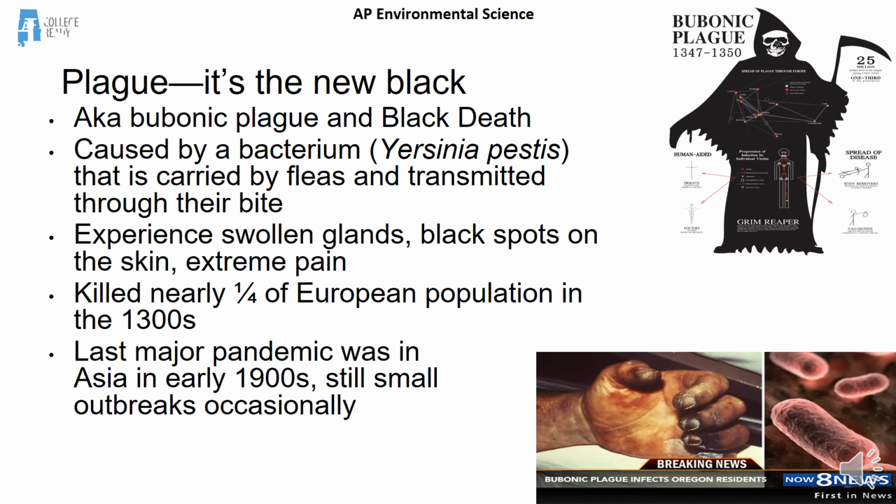A plague, also known as bubonic plague or the Black Death, is caused by a bacterium, Yersinia pestis, that is carried by fleas and transmitted by their bite. Victims experience swollen glands, black spots on the skin, and extreme pain. Plague killed nearly a quarter of the European population in the 1300s. The last major pandemic was in Asia in the 1990s, and small outbreaks still occur occasionally.